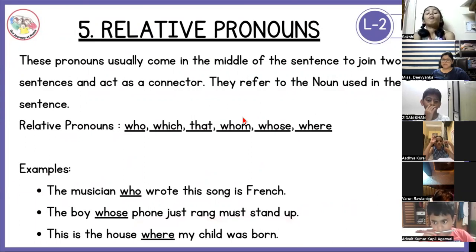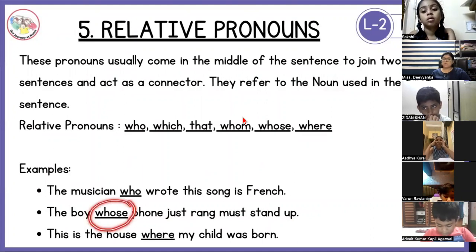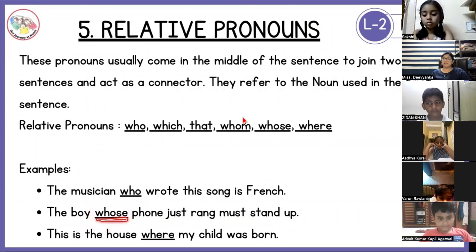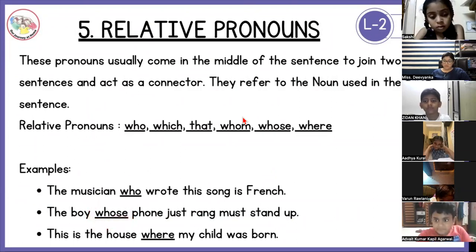And what is connecting both the actions? First to the noun and then the action? It is the word whose. Hence, the word whose is a relative pronoun. And now the third sentence, Sakshi, read the third sentence and explain.